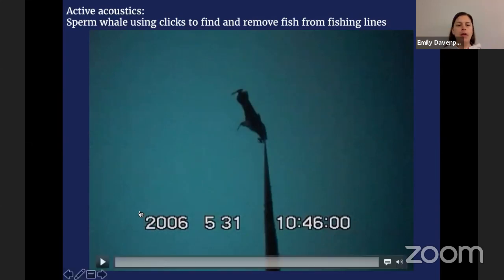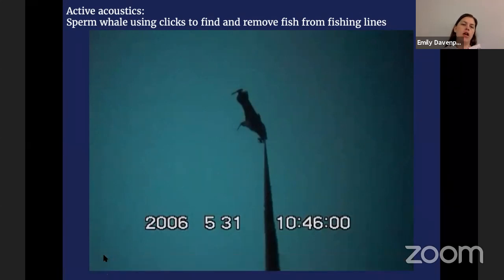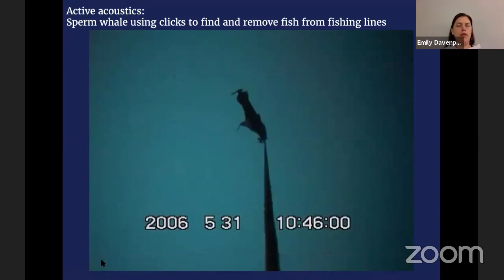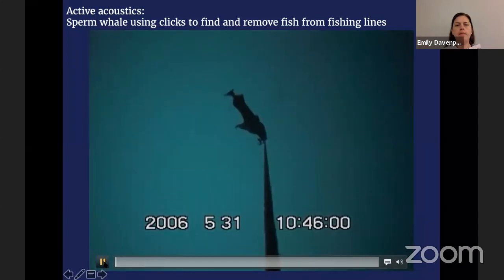What's going to happen in the video, it's going to look like the whale is spinning around the fishing line, but it's actually the camera mounted on the line that is doing the spinning, not the whale. So it's a little disorienting. Not that bad though. Anyway, let's watch and listen if I can get my mouse to work. Okay.